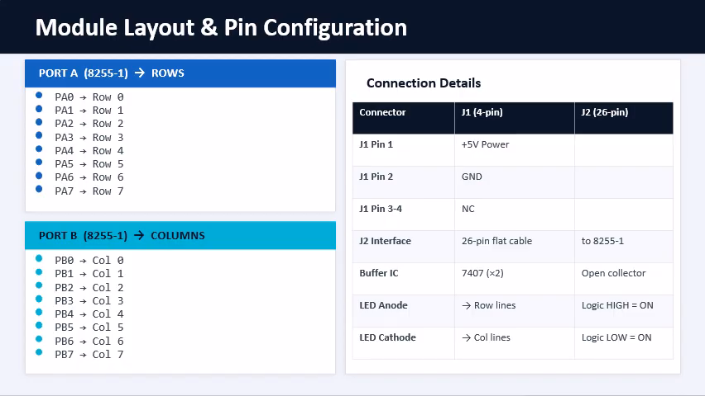Now let's look at the hardware connections. Port A of the 8255 is connected to the rows; PA0 to PA7 correspond to row 0 to row 7. Port B is connected to the columns; PB0 to PB7 correspond to column 0 to 7. This mapping allows us to control any LED by selecting the correct row and column combination.